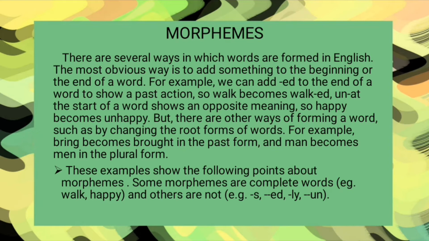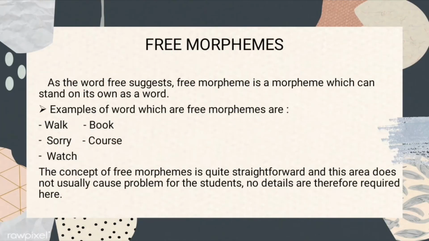This example shows the following points about the morphemes. You can look at the presentation. And the next, free morphemes. As the word free suggests, a free morpheme is a morpheme which can stand on its own as a word. Examples of words which are free morphemes are walk, sorry, words, book, and course. The concept of free morpheme is quite straightforward, and this area does not usually cause problems for the student. No details are therefore required here.